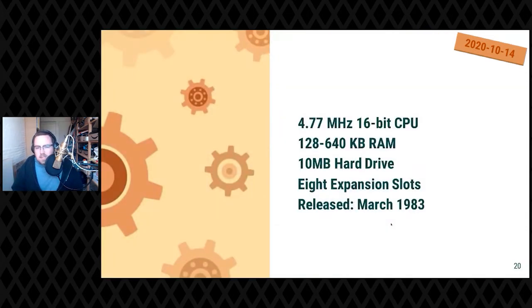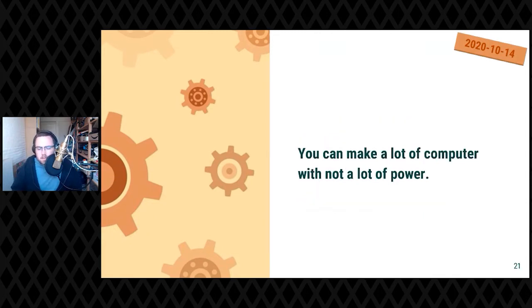Now, this computer was inspiring at the time, but if you look at the specs now, it's not super inspiring. It's something like a 5 megahertz CPU, about half a megabyte of RAM, a 10 megabyte hard drive, and some expansion slots if you had some expensive cards you wanted to plug into it. But for 1983, this was a pretty cool computer. And even when I was playing with it way later in the 80s and into the early 90s, it was still a really cool special computer for me. And it really proved to me that you can make a lot of computer with not a lot of power.